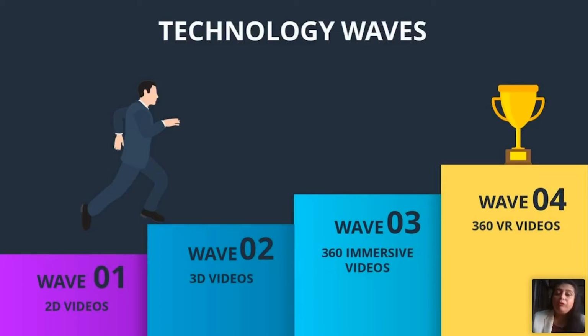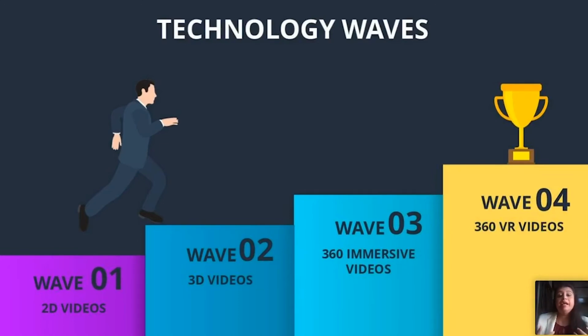Then in wave 2, we have seen 3D videos. What is the difference between a 2D and a 3D video? In 2D video, there is only height and breadth. In 3D video, there is a third dimension, that is the depth of it. So it is slightly elevated so that viewers can feel more engaged in that particular video, and they can feel the essence of that movie or video.